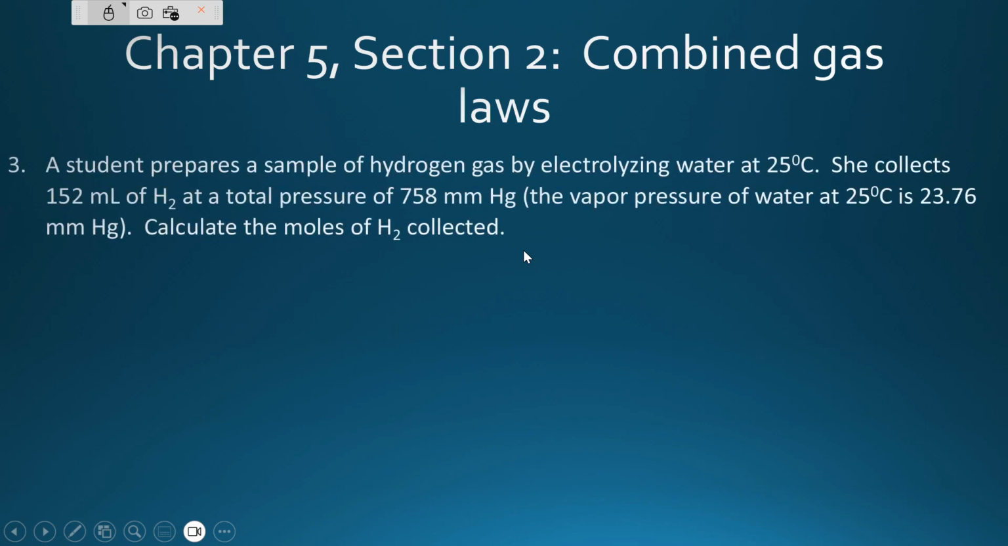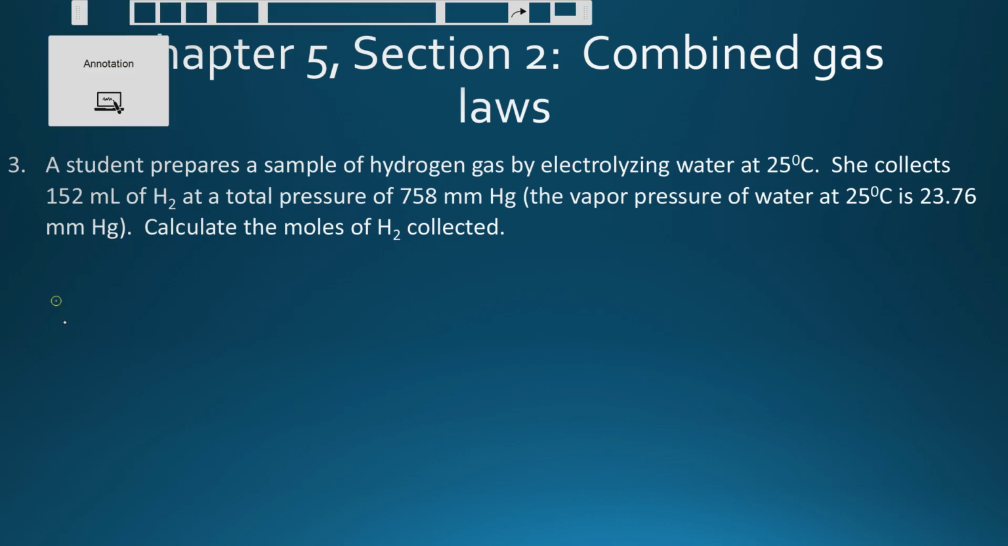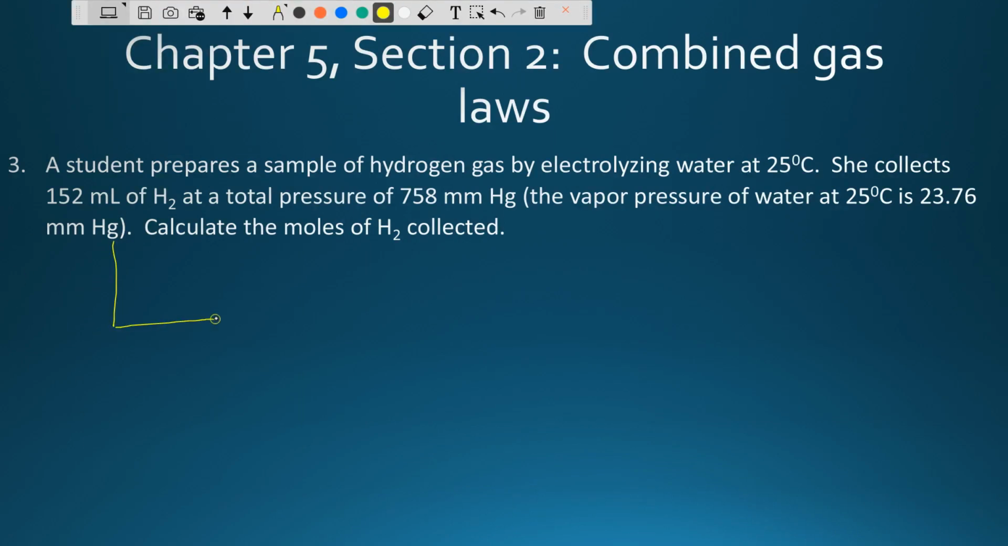Okay, now we're going to be producing hydrogen gas, okay, by electrolyzing water. Now, the reason this problem is important or significant to us is when we electrolyze water, that means that we're going to be taking some water and passing electricity through it. That's going to be splitting the water into hydrogen and oxygen. And so we typically collect that in a little test tube.